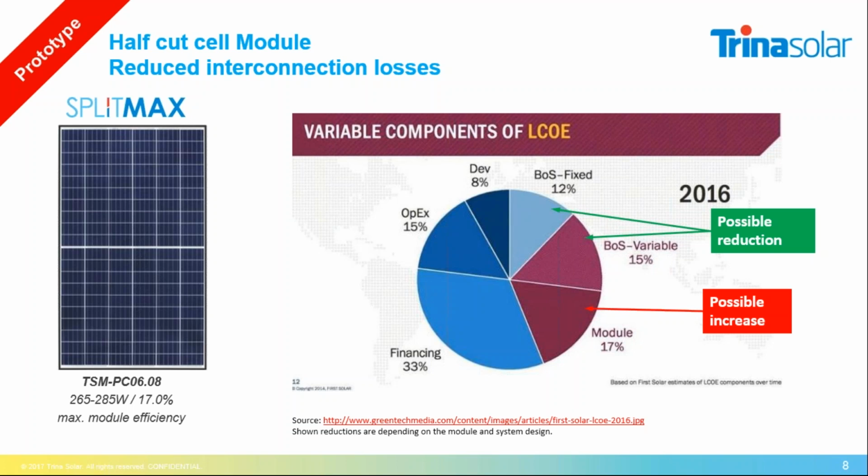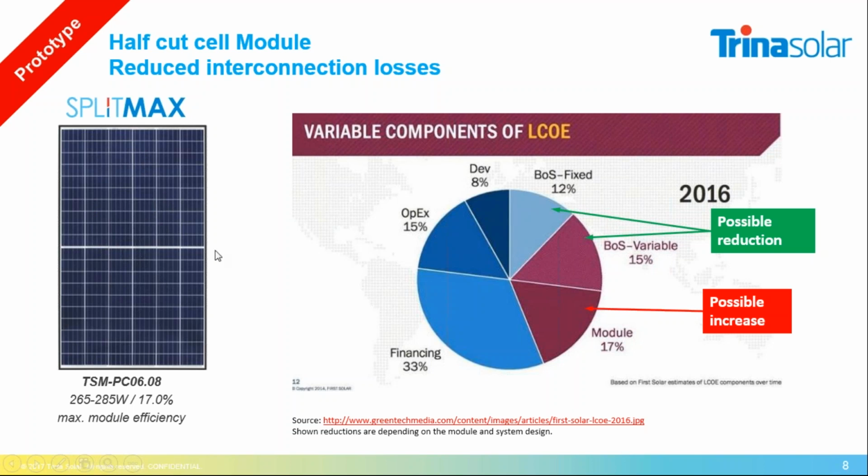Another advantage is we have here two 60 cell modules connected in parallel to have the same output voltage like a standard module. That means we have basically two strings, one here on the upper side of the module where 60 cells are connected, and one on the lower side where also 60 cells are connected. Then we have the bypass diode in the middle.